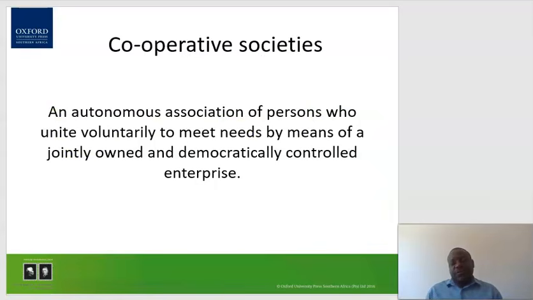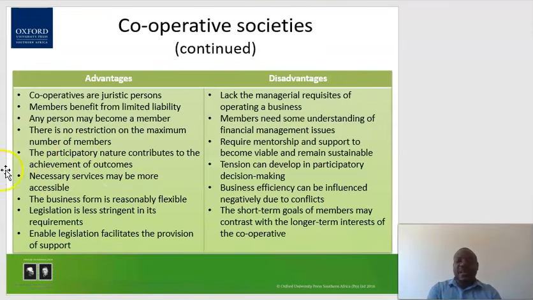Then we also have cooperative societies. Basically, a cooperative society is an autonomous association of persons who unite voluntarily. It's voluntary, to meet needs by means of a jointly owned and democratically controlled enterprise. It's important to know that whilst there are many advantages and many disadvantages, in cooperatives, decisions are actually made democratically.